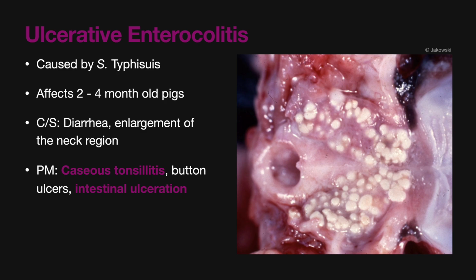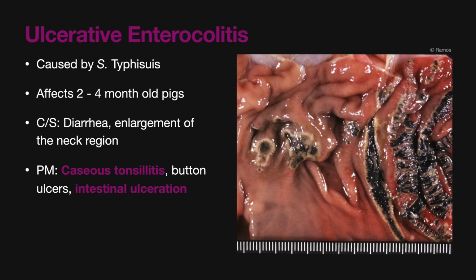Ulcerative enterocolitis in pigs is caused by Salmonella typhisuis. It affects pigs around 2 to 4 months of age. Clinical signs include diarrhea and enlargement of the neck region. At postmortem, you may see caseous tonsillitis, as shown in this image. You can also see button ulcers and intestinal ulceration, as shown in this image.